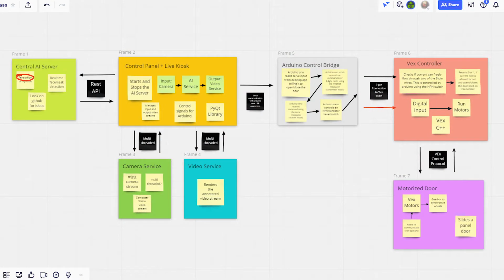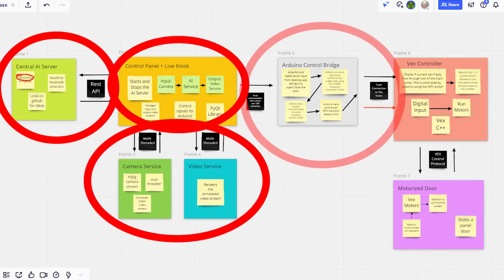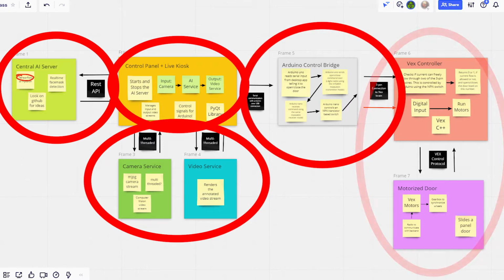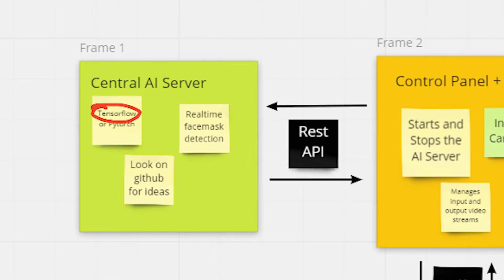Alright, now let's take a look at how we built our system. Our infrastructure consists of 5 major components: the central AI server, the control panel, the live kiosk, the Arduino control bridge, and finally, our motorized door. First, let's see how the AI detection system works.